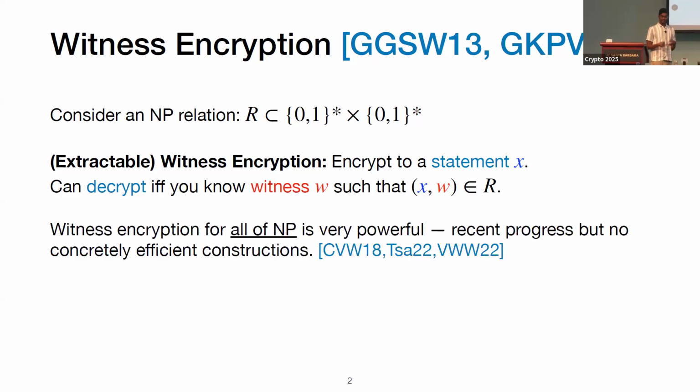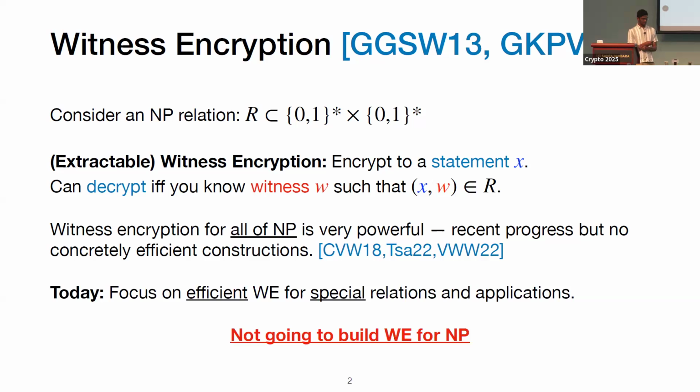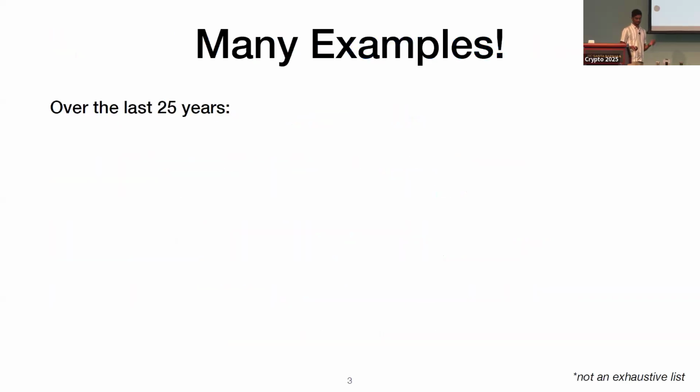Okay, so witness encryption for all of NP is really great, and I would love to have it, but unfortunately, we don't have any concretely efficient construction so far. And there's been some recent progress, but it seems like we're still far away from being able to implement these schemes. And today, what I'm going to focus on is building concretely efficient witness encryption schemes, but for special relations, and some applications that are going to come out of that.